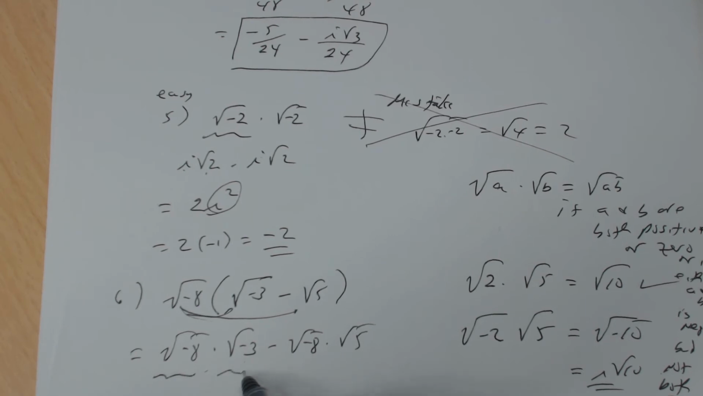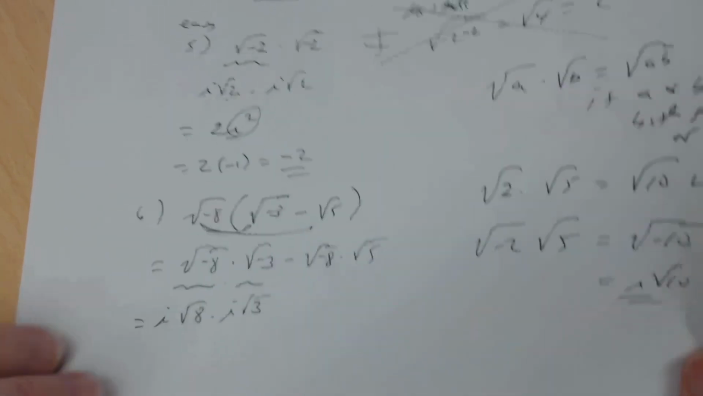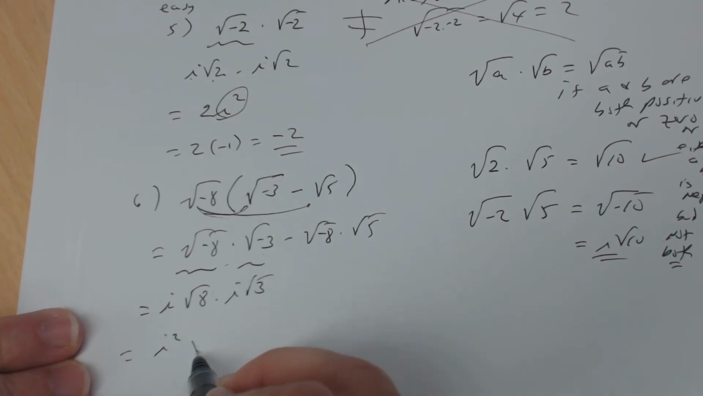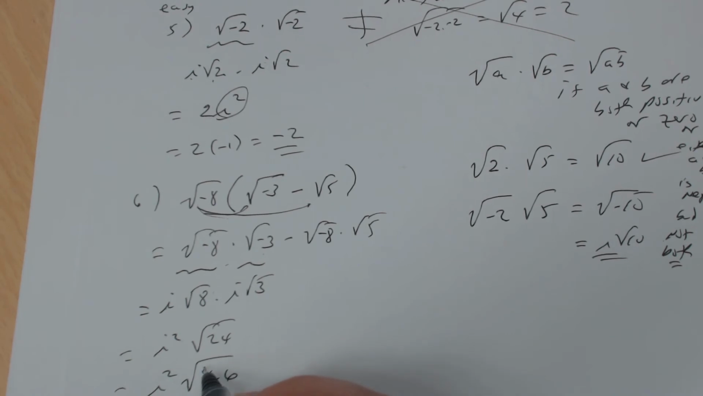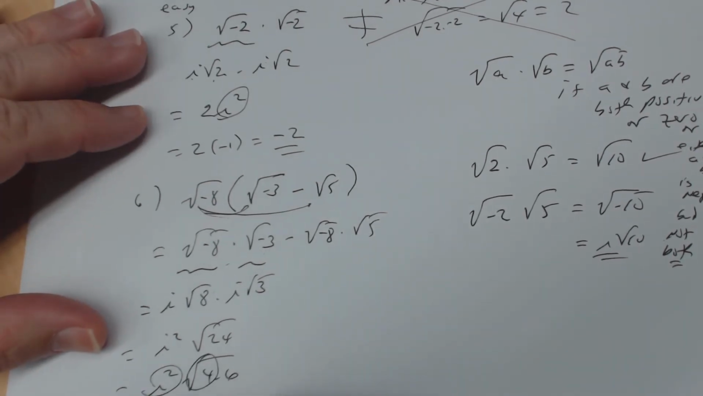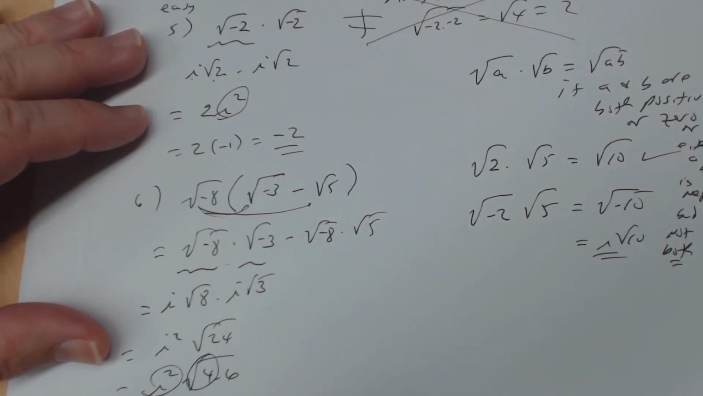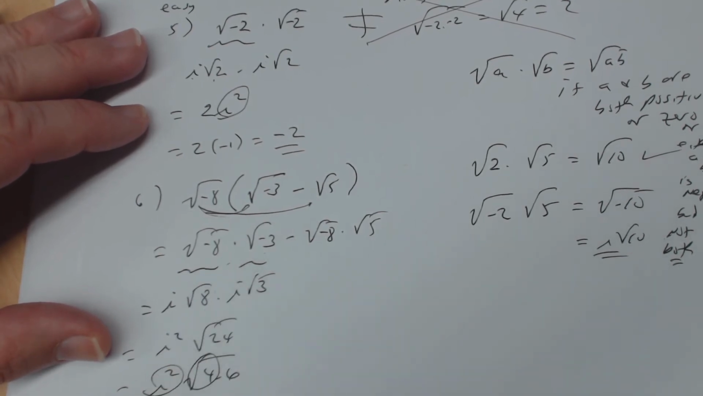So you need to rewrite this as i first. Since both the radicands are negative, you need to rewrite it first as i. So it's i square root of 8 times i square root of 3. Just dealing with this part right now, this becomes i squared times the square root of 24. And the square root of 24 is, let's see, 4 times 6. And the square root of 4 is 2, and this is negative 1. So that's negative 2 square root of 6. That's what this piece is right here.